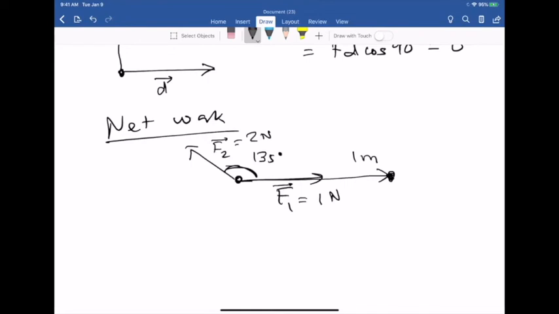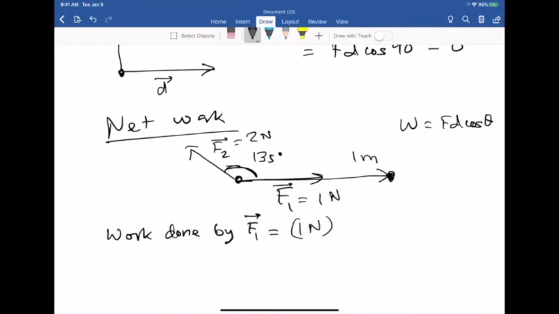So let's calculate the work done by F1. So the formula for work, as you know, is F d cosine theta, right? So the force is 1 Newton multiplied by 1 meter multiplied by cosine of 0, which is 1, right? So that's going to be 1 joule. So F1 is doing 1 joule. You can see that it's coming out to be positive. That's obvious because F1 is getting its way, right?